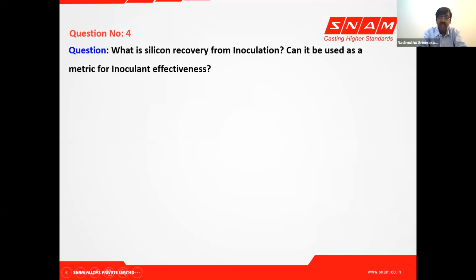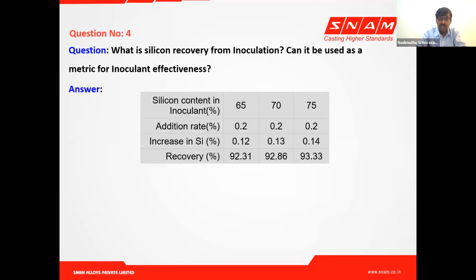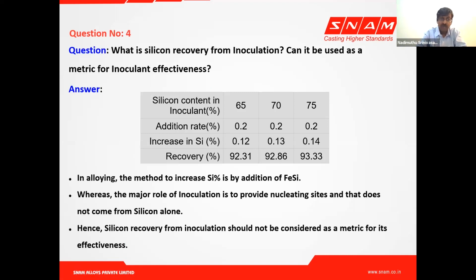What is silicon recovery from inoculation? Can it be used as a metric for inoculant effectiveness? So I'm giving you some various scenarios where the silicon percentage in your inoculant is 65%, 70%, and 75%, assuming a uniform addition rate of 0.2%, and you get a silicon increase of 0.12, 0.13, and 1.4.